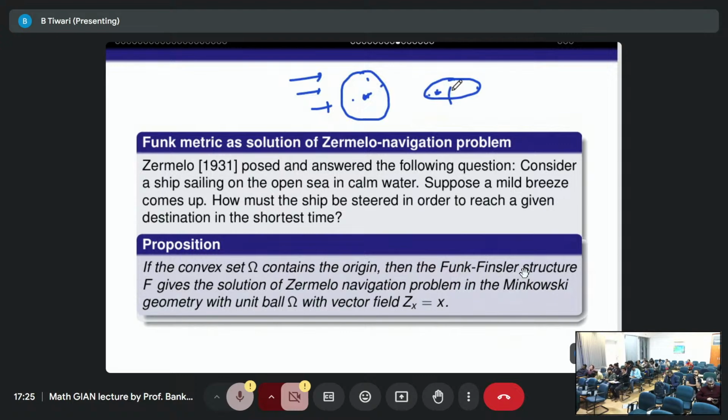Now, in fact, you can prove that the shortest path here with this flow is not actually a geodesic of a Riemannian metric. It turns out that it's a geodesic of a Finsler metric, in fact a Randers metric. So if you take any convex set omega which contains the origin, then the Funk-Finsler structure gives the solution of the Zermelo navigation problem for this special flow, the vector field given by Z(x) = x, right? For this special vector field, it's the solution of the Zermelo navigation problem. So this Funk metric is also interesting from this viewpoint.